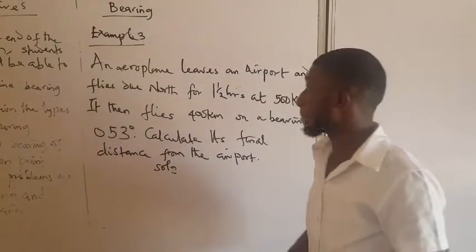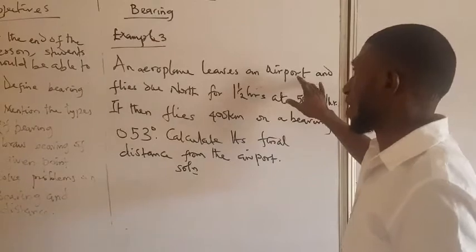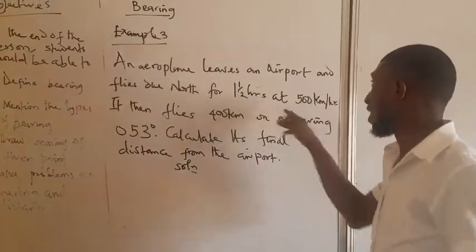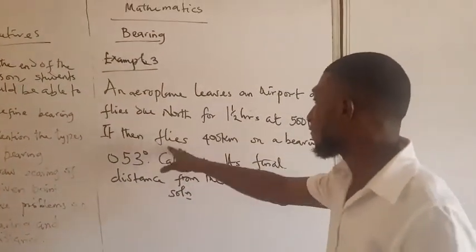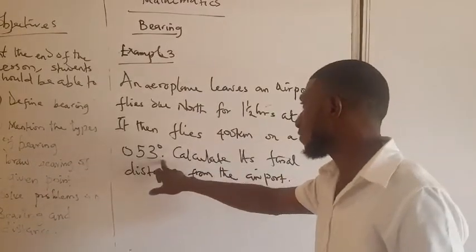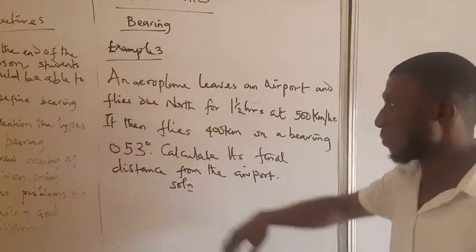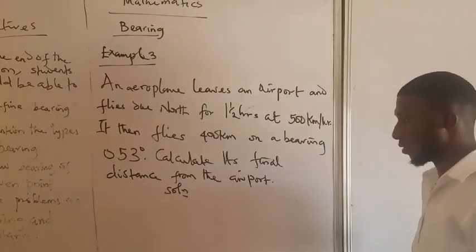Example 3 now. An aeroplane leaves an airport and flies due north for 1.5 hours at 500 km per hour. It then flies 400 km on the bearing of 53 degrees. Calculate the final distance from the airport. That is the final distance covered by the aeroplane from the airport.